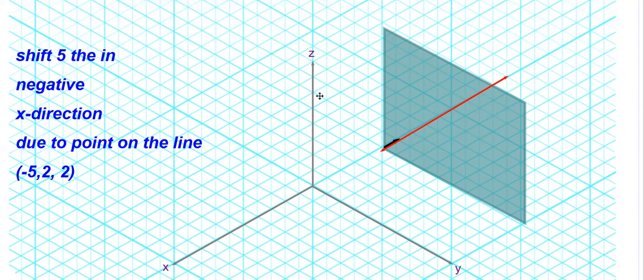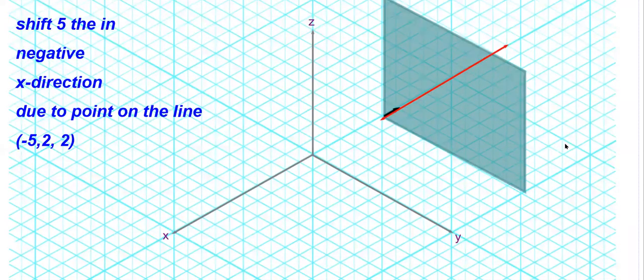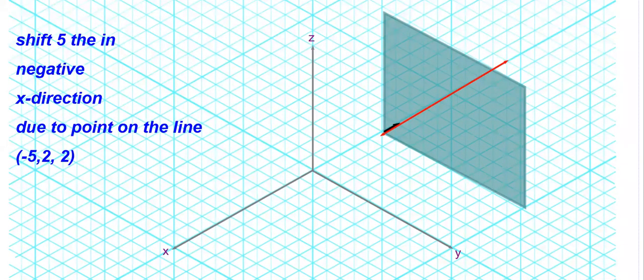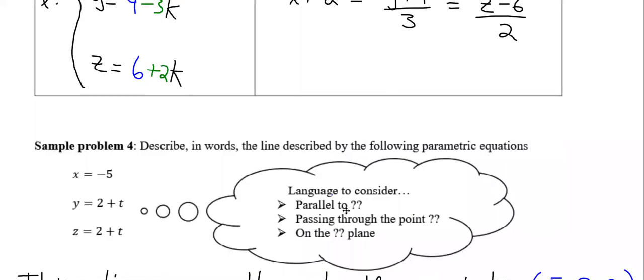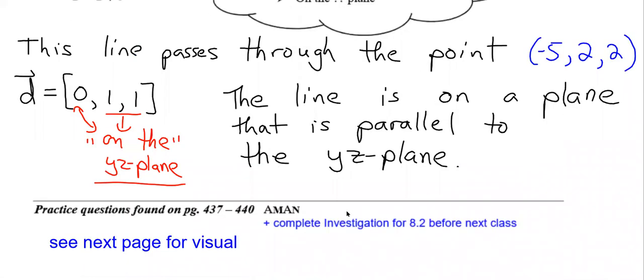So it's parallel. Notice that this blue is parallel to the YZ plane because that's what I originally drew, but then I shifted that plane 5 units in the negative x direction, and that gives you a better description in terms of what's going on. So hopefully that gives you a decent visual in terms of the language that you will see for these types of questions. Okay? And that concludes the examination of lines in 3-space.